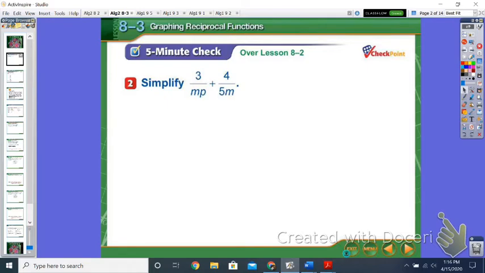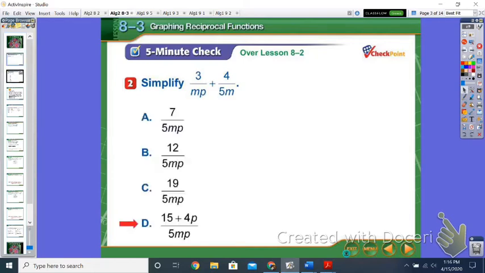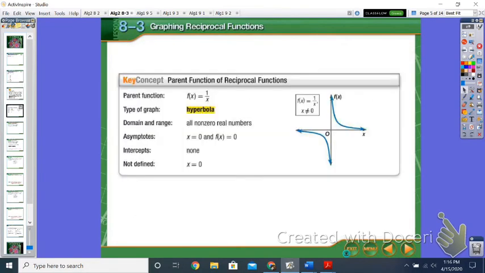Give the video a little pause, try this out. This is from Monday's lesson. Alright, so you were looking for an LCD. It should have been 5 MP, and then that should have given you 15 plus 4p over 5 MP. Pretty easy. Okay.